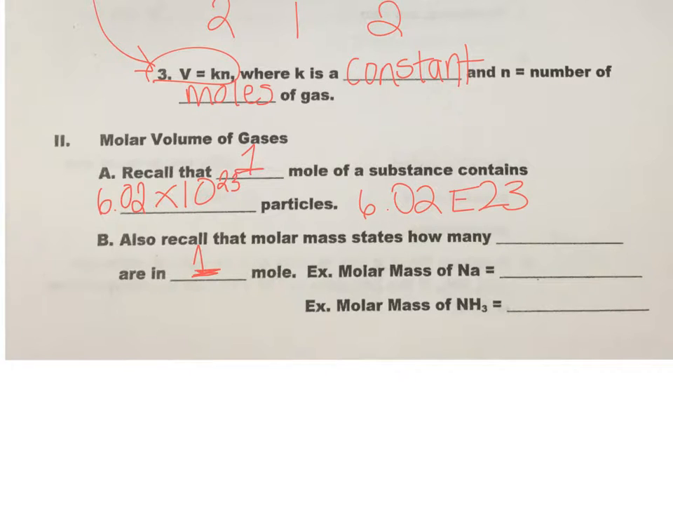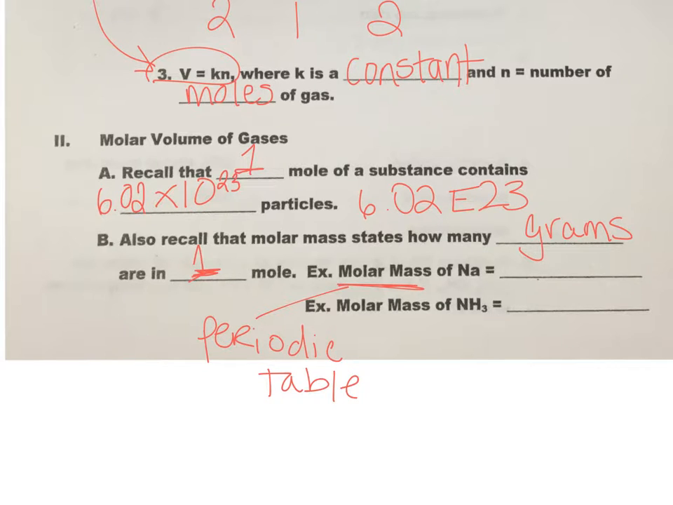So what do we want you to fill in right there? How many what? Grams. There you go. Okay. And this information we usually get from the periodic table. Right? So go ahead and look at your periodic table. What is the molar mass of sodium? Good. All right, so 22.99 grams per mole. Somebody figure out ammonia.